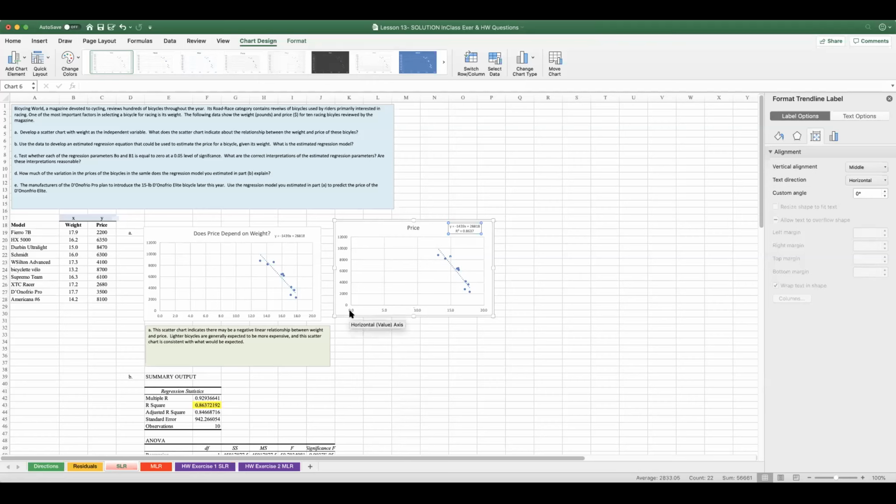So the cost of a bike that weighs nothing is going to be $28,000, right? It doesn't make any sense. It's just the y-intercept, where that line connects up with the y-axis based on this linear relationship.